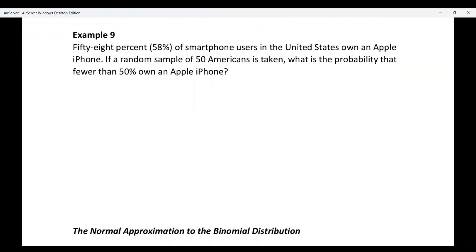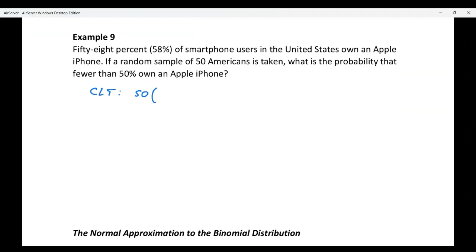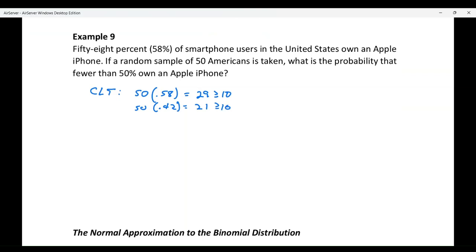All right, so first thing we want to do here is check for the central limit theorem. I'm just going to abbreviate that CLT. We need to make sure that for both of those groups, they are greater than or equal to 10. So we're going to take 50, that's our sample size, times 0.58, that is the proportion of Americans who own an iPhone specifically. And that is going to be 29, which is clearly greater than or equal to 10. And then likewise, 50 times 0.42, 1 minus 0.58, is 21, which is also greater than or equal to 10. So CLT checks. So we can go ahead and continue here.